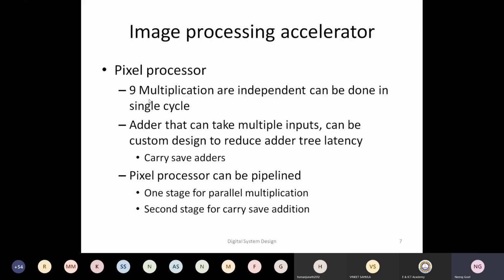Otherwise, the alternative could be to create a tree. In a tree, I can first add 4 pairs of numbers, then 2 numbers, and so on. So it would take at least 4 different addition cycles. Plus the resources are also more.